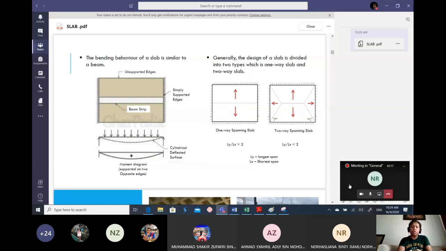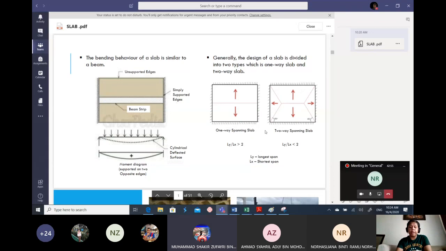Okay, generally the design of a slab is divided into two types, which is one way slab and also two way slab. So how to determine either the slab is a one way or two way slab? For example here, we calculate the ratio between Ly over Lx, whether it is more than 2 or less than 2. Kalau more than 2, it is a one-way slab. If it's less than 2, it is a two-way slab. Ly is the longest span, Lx is the shortest span. So this is the longer span, this is your shortest span.